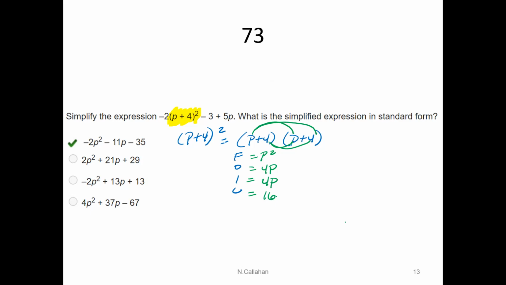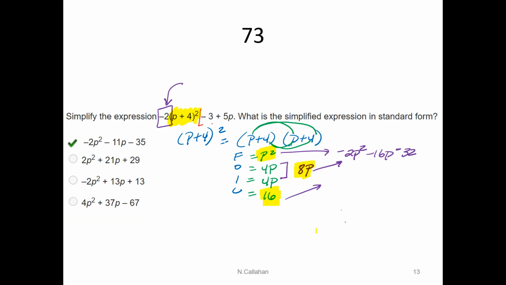Okay, next, you're gonna ask yourself, is there something here that I can maybe combine together? Do you see the outer and inner? 4p and 4p is 8p. So then, do you see how there's a -2 in here? That -2 means you're gonna multiply everything that I'm highlighting right here in yellow by a -2. So what that means is this becomes a -2p squared. 8 times -2 is a -16p. 16 times -2 is a -32.